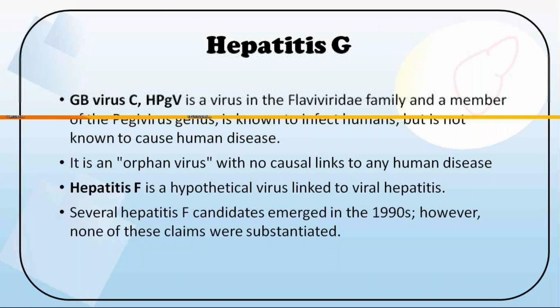A word about hepatitis G. Hepatitis GB virus C, it's called HPGV. It's in the Flaviviridae group, a member of the Pegivirus genus, and it does infect humans, but as of today, no disease has been described. Actually, infection might have occurred, but it's subclinical. It doesn't manifest any disease at all.